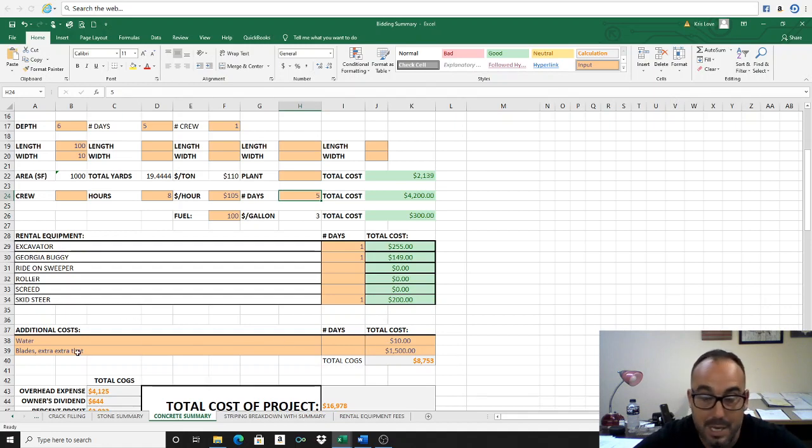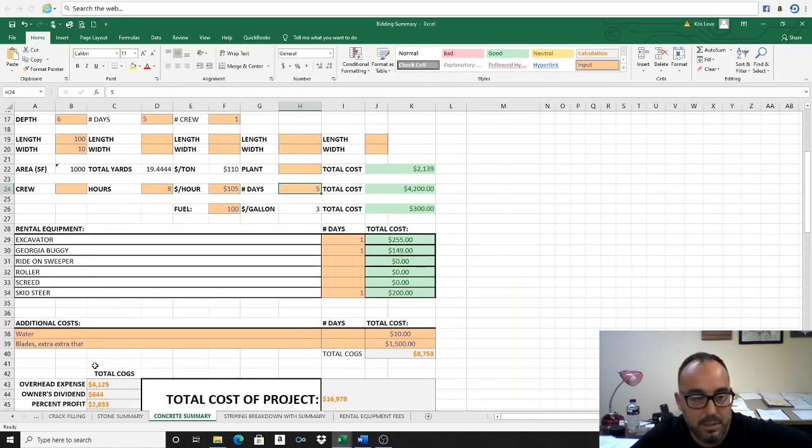Water that you take out to the location. If you buy hydration packets for your guys, that goes in here. How many? Everything. Cans of marking paint, blades, framing materials. I mean, it's endless. You should have a list of things that you would put out on a job site. Input the numbers there. Add the total. You see all the total of these numbers here, 8,753.